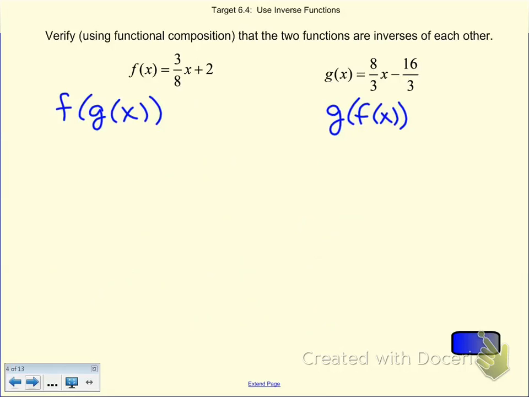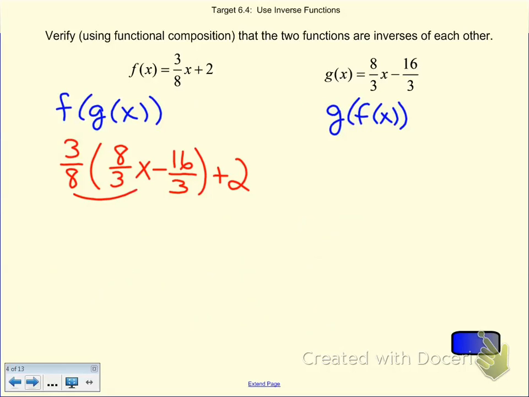As long as that's the case in both of our compositions, then it proves that our two original functions are inverses of one another. So for this first one, we're going to take the f equation and we're going to plug in the g equation into the x. So we're going to have 3/8 times 8/3 x minus 16/3 and then plus 2. We're going to distribute out the 3/8. 3/8 times 8/3 x gives us just x.